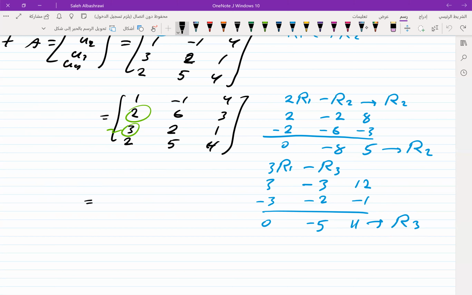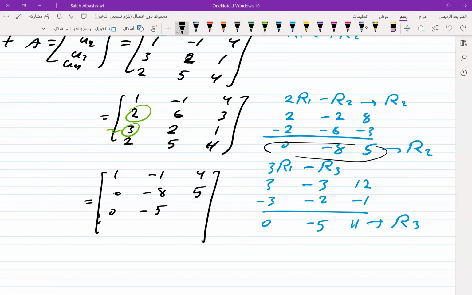So the new matrix will be 1, minus 1, 4. R2 is given by this one, which is 0, minus 8, and 5. R3 is 0, minus 5, and 7. R4 is 2, 5, and 4.